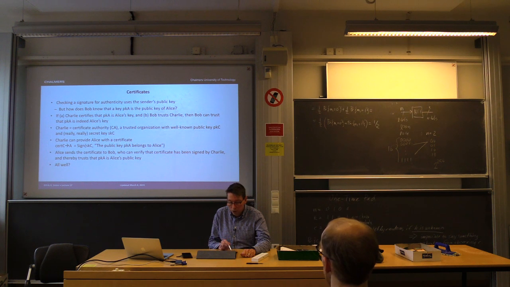All right? So Charlie here is something called a certificate authority, or CA. It's a trusted organization. You know, your favorite organization. I don't know what that could be, but somebody who we have trust in somehow, who's proven to be trustworthy. Maybe it's a governmental agency. Maybe you don't trust the government. Maybe there's something else, right? Somebody that you trust. And this organization has a well-known public key PKC and a very, very secret key SKC.